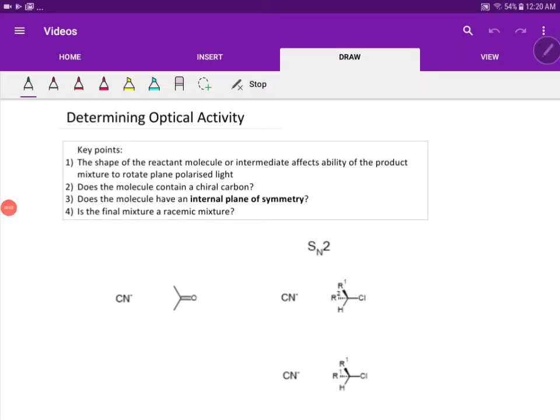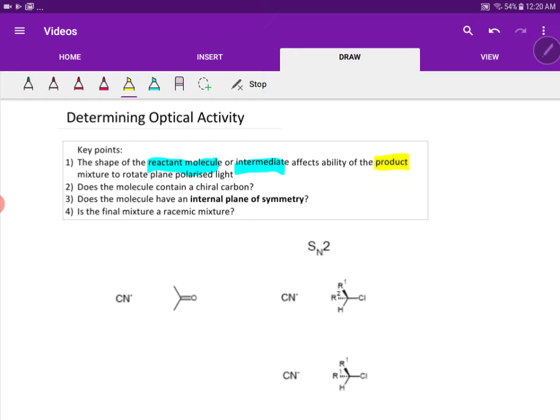Hi everyone, in the last lesson we talked about enantiomers, diastereomers and meso compounds. In this lesson we are going to combine those things and use it to determine optical activity. The key point behind determining optical activity is that the shape of the reactant molecule, or the intermediate, affects the ability of the product mixture to rotate plane polarized light.